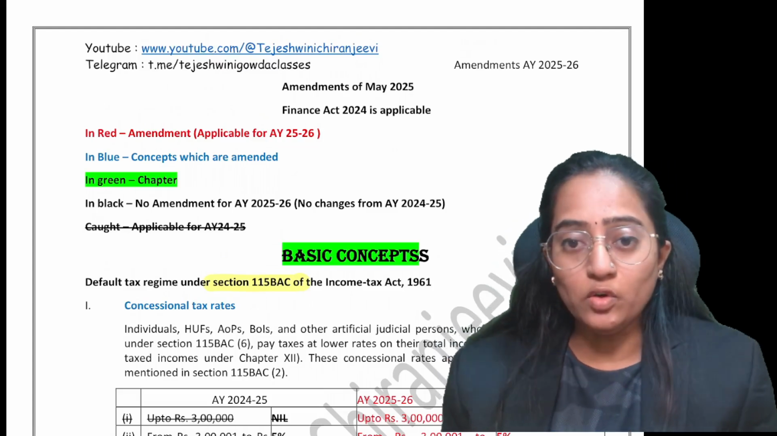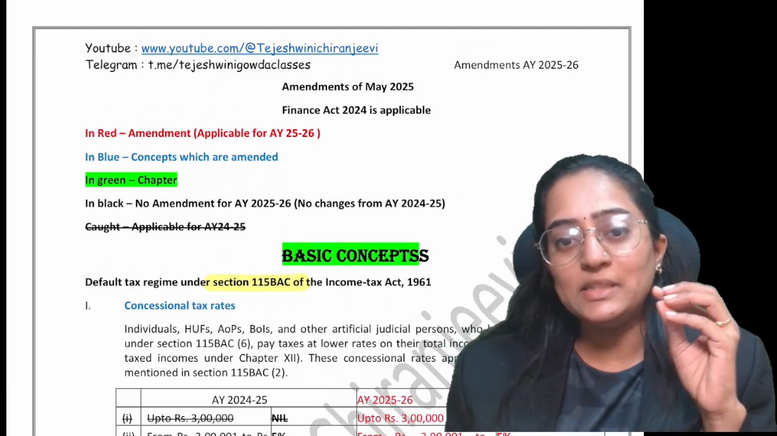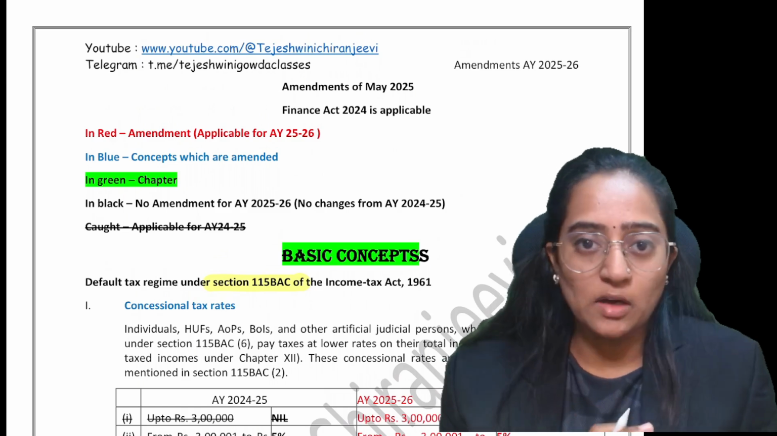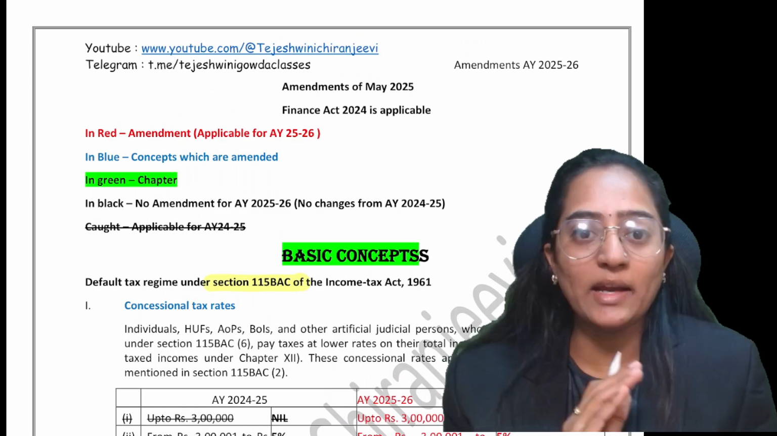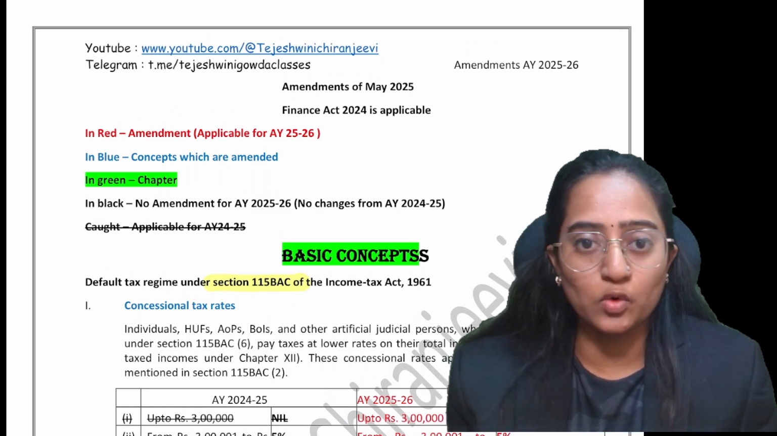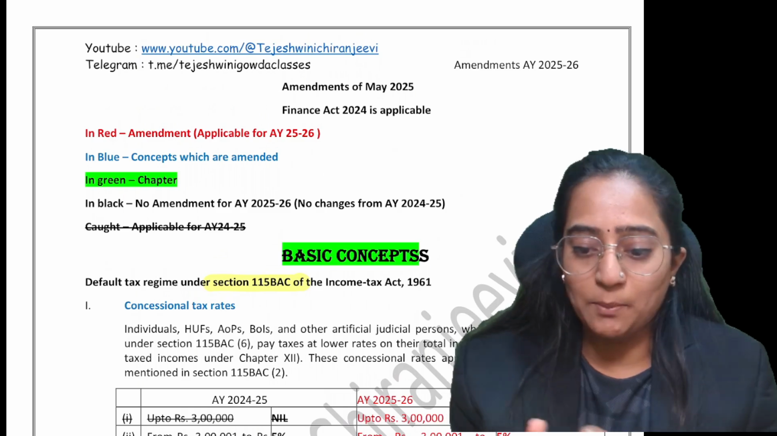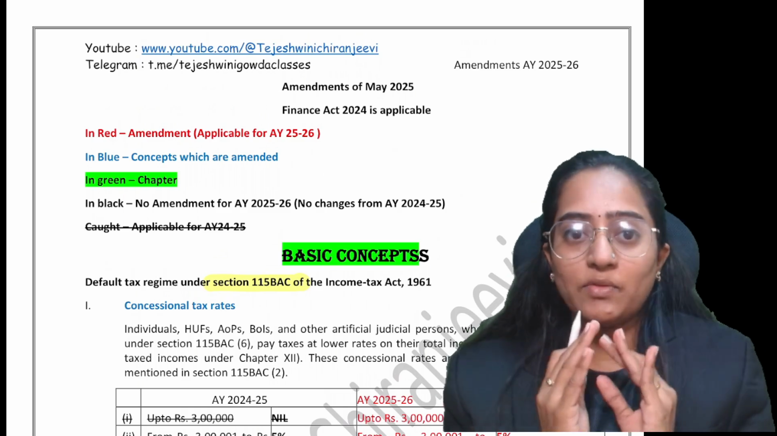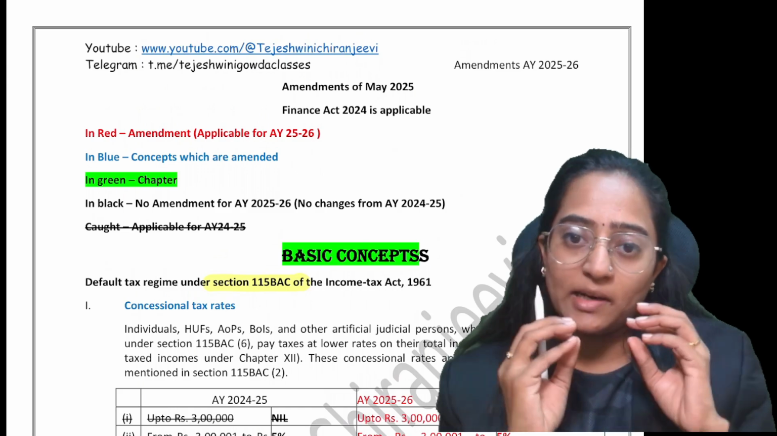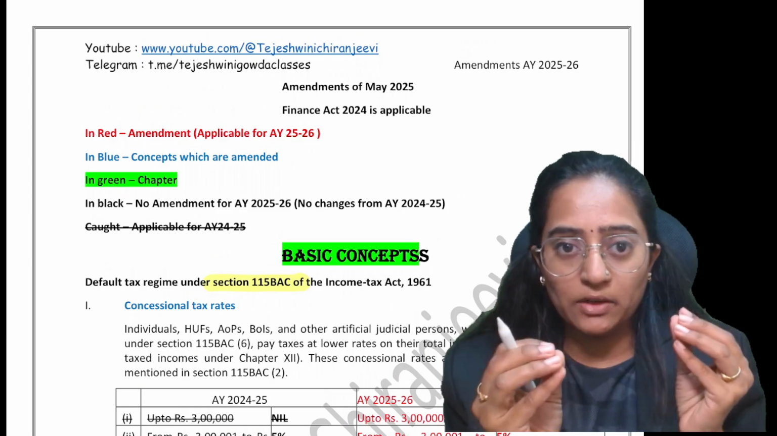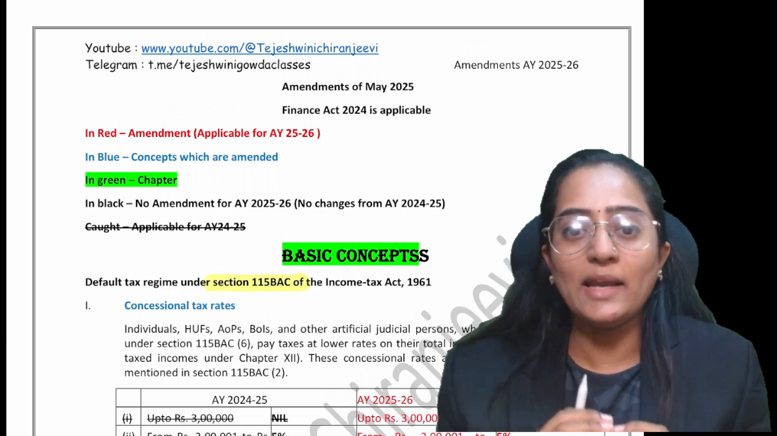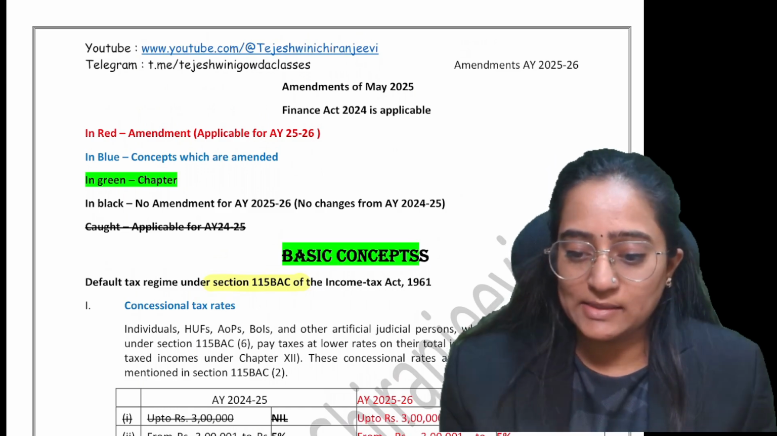In this video, we are going to discuss the amendments applicable for May 2025 and September 2025, that is basically for AY 25-26. We are going to do the amendments of direct tax, wherever possible keeping in the comparison of 24-25, or else we will directly do the amendments for AY 25-26.